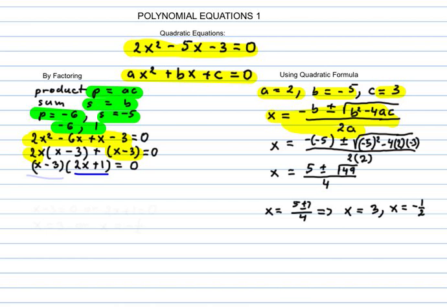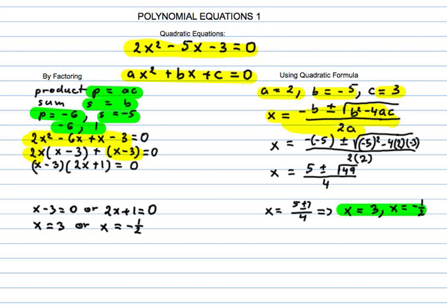So the product is equal to 0, therefore you're thinking either x minus 3 is 0, or 2x plus 1 must be equal to 0. Then you solve 2 linear equations now, and you get the solution. x is equal to 3, or x is equal to negative 1 over 2. It is exactly the same. In this case, we have solved this by using the quadratic formula or by factoring, and we must get the same solutions, no matter how you do it.